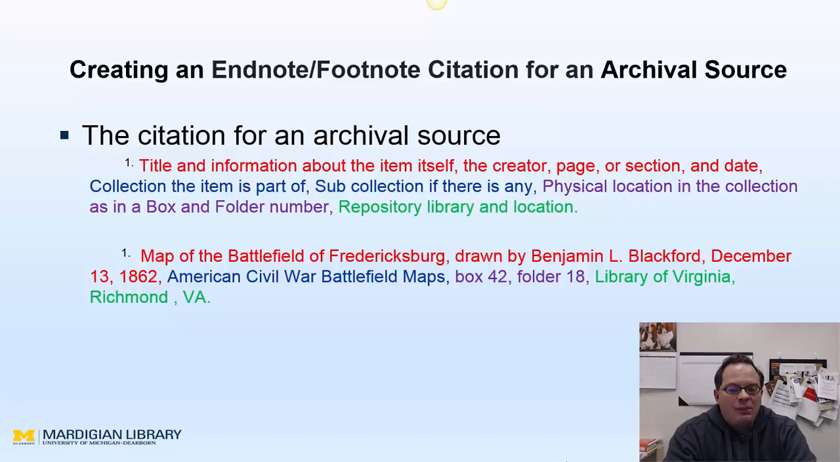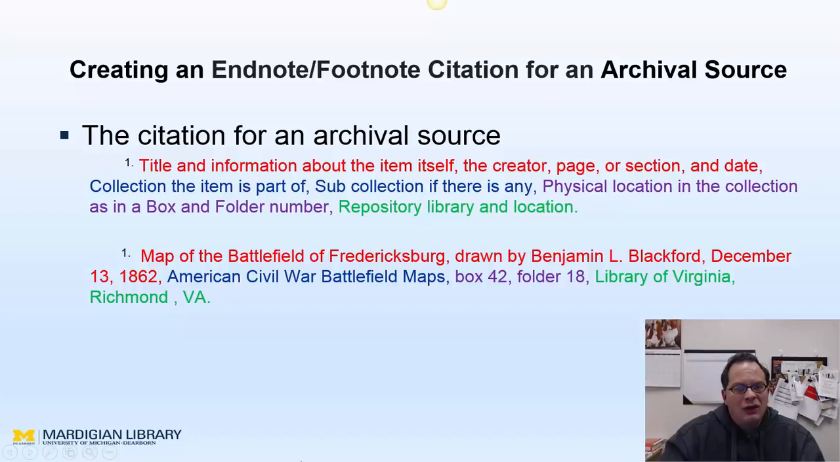Now, the American Civil War battlefields map collection and box 42 and folder 18 are not the actual collection and location. I made that up because I wanted to give you specifics with respect to an example of the collection name and then the box or the folder it might appear in. Okay, so you're going to have that information though when you are looking at an archival source, and it may not appear in a box or folder either. It may just be part of a collection, and that's it. So this has been an example of creating an endnote or footnote citation for an archival source.